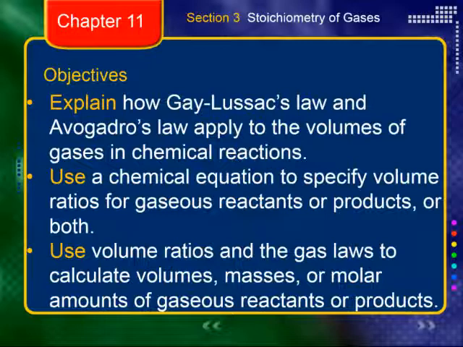Then I want you to be able to use a chemical equation to specify volume ratios for gaseous reactants or products, or both. We did that for our last quick write, where we used the coefficients of the balanced chemical equation to anticipate how many volumes were produced when a given number of volumes reacted. So we'll continue to do that and be a little bit more specific. And then use volume ratios, the ones that we just made, and the gas laws to calculate volumes, masses, or molar amounts, meaning the number of moles, of gaseous reactants or products. So here we go.